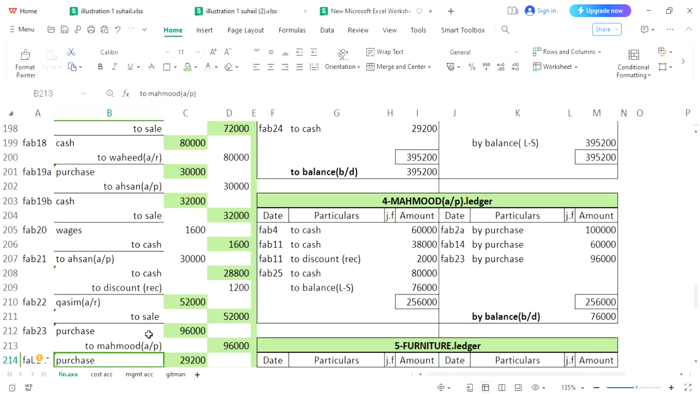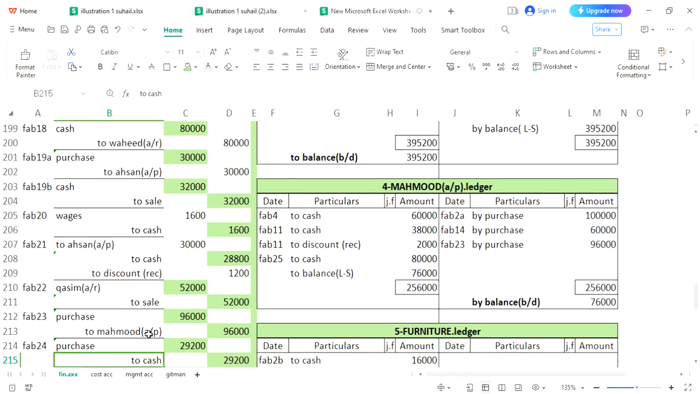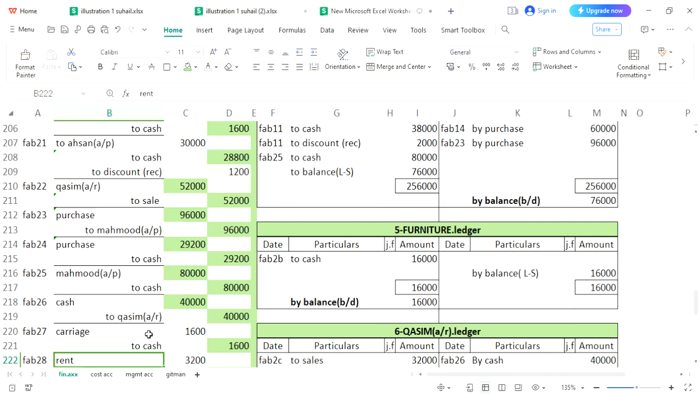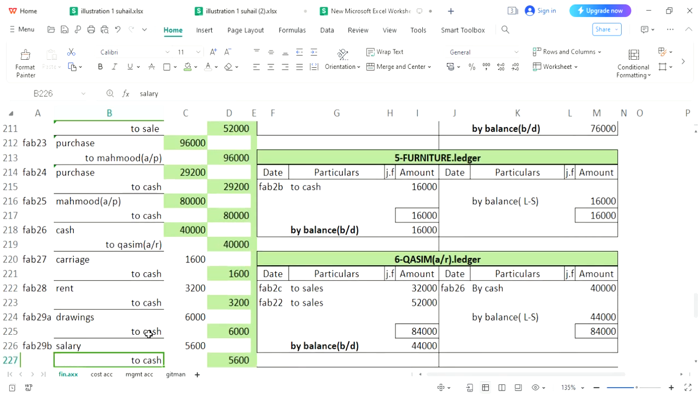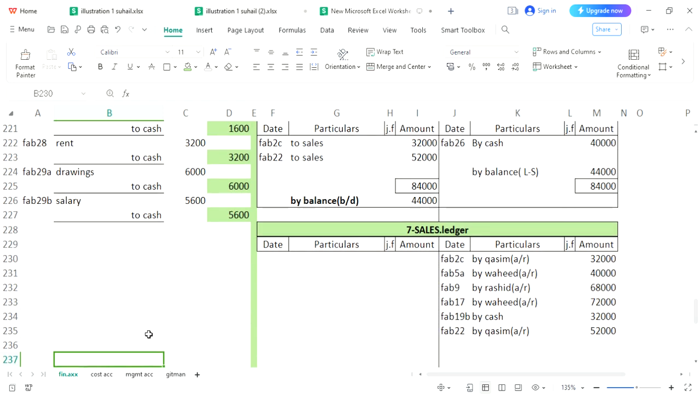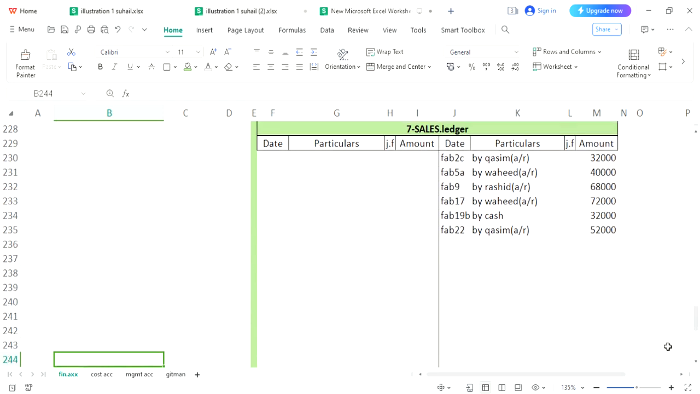We will start our search again, and we will not stop searching until we are at the last entry. So searching sales from upside to downside, and we haven't found sales again. It means all entries related to sales are completed.